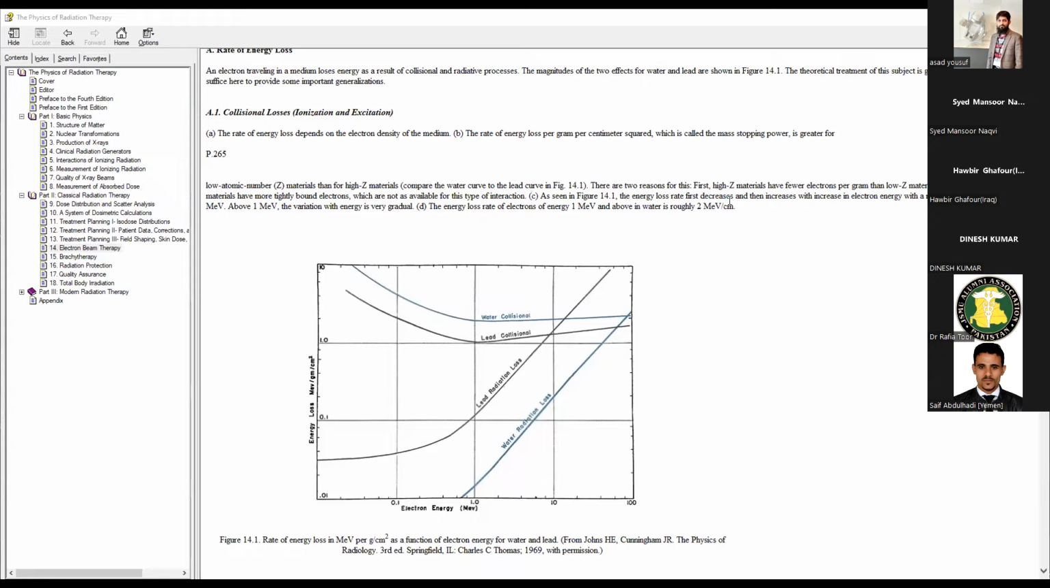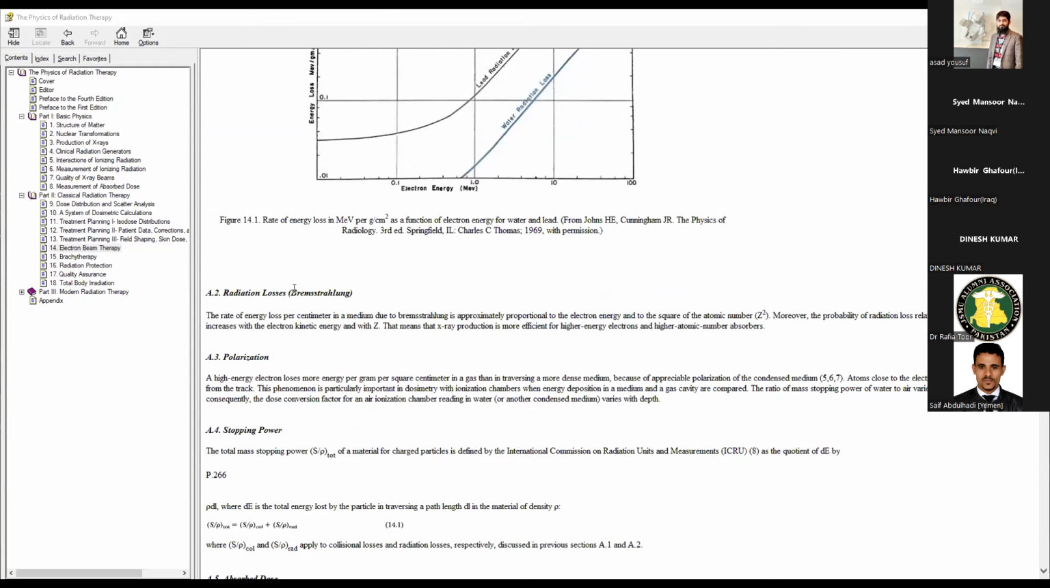The energy loss rate first decreases, and then increases with the energy of the electron. It increases a bit, a minor increase, in the MeV region. But you can see in the MeV region, it's quite similar up to the level of 10 MeV, with no change for both materials, with a minimum occurring at about 1 MeV. Above 1 MeV, the variation of energy is very gradual. The energy loss rate for energy 1 MeV is roughly 2 MeV per cm, and that's the rule of thumb we use in electron therapy.